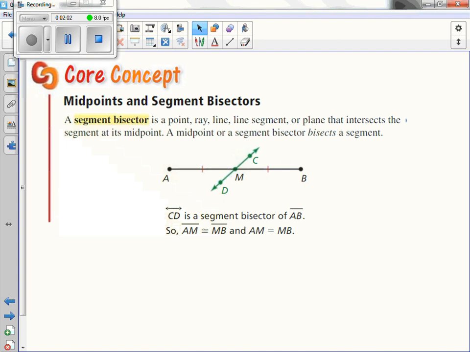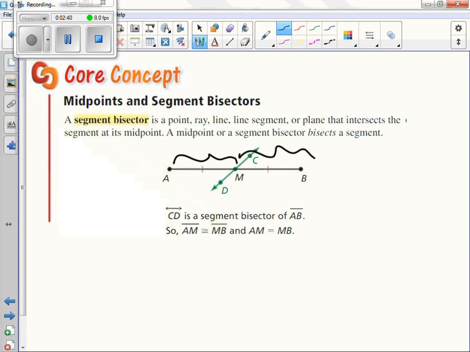So line segment AM is congruent to MB, and AM, the distance from A to M, is equal to the distance from M to B. When we talk about something being a segment bisector, we're talking about the fact that it cuts it in half. So line DC is a segment bisector, a line bisector. It cuts it in half. Point M is the point bisector. It's the point at which it cuts it in half. It is the midpoint. So the distance from A to M is the same as M to B, whatever it is.